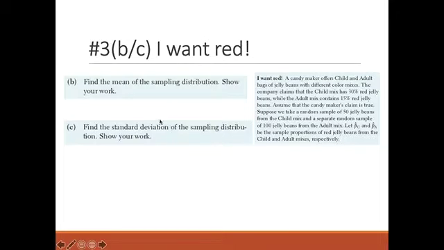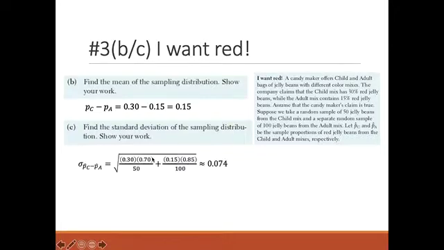The mean is not very hard to find. It is the population parameter for the child mix take away the population parameter for the adult mix, 30% minus 15%. So the differences have a mean of 15%. The standard deviation is a little more sophisticated, but you can find that by just using the formula from the formula sheet. Here's the work for the child mix, 30% times 70% divided by 50. Here's the work for the adult mix, 15% times 85% divided by 100.